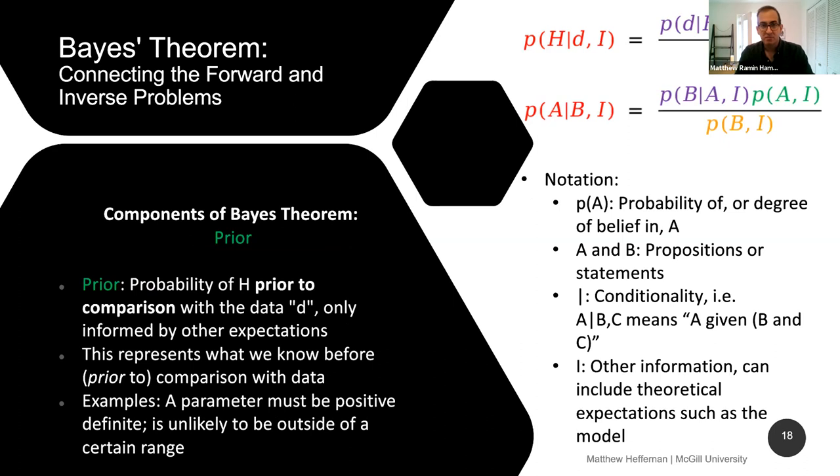So now our third component is the prior. The prior is just the probability of your hypothesis, so your set of model parameters, prior to comparison with the data. So without comparing to the data you're going to compare to in this study, what do you really believe about these parameters? So this should be informed by other expectations. Just for examples, let's say you're looking at the shear viscosity or the bulk viscosity. Well, for non-decrease of entropy, you know that the viscosity must be positive definite. Okay, so that's one constraint that you can put into your prior.